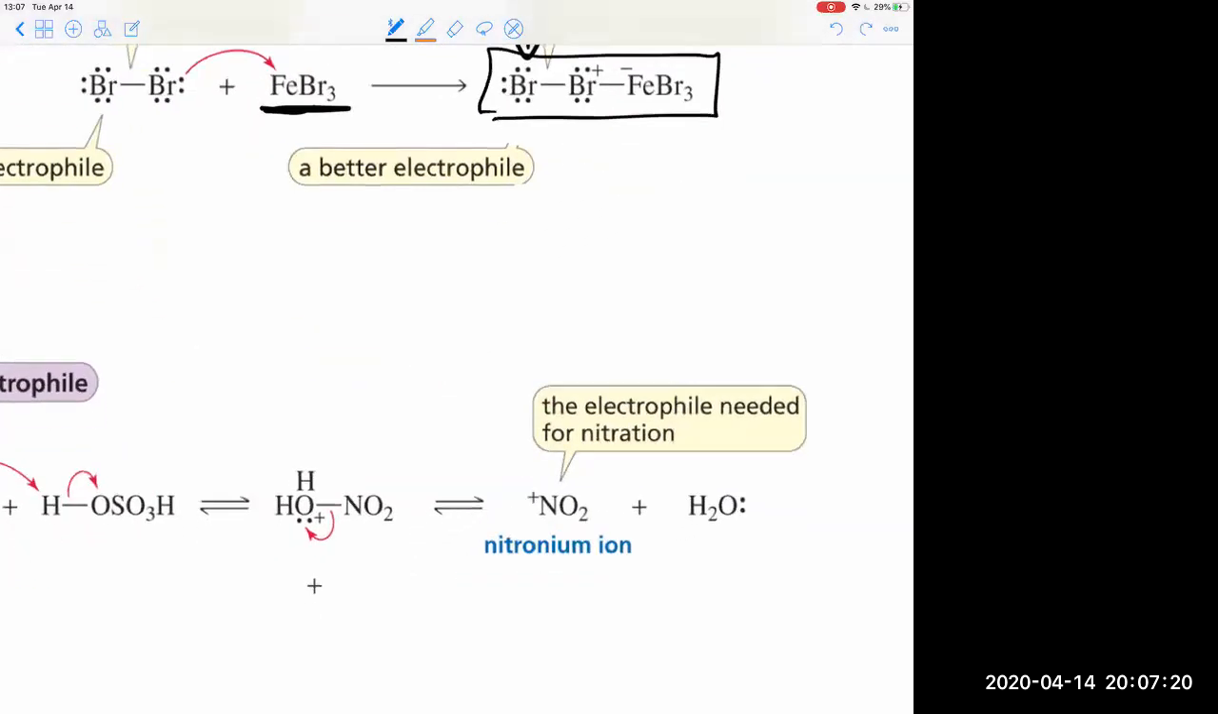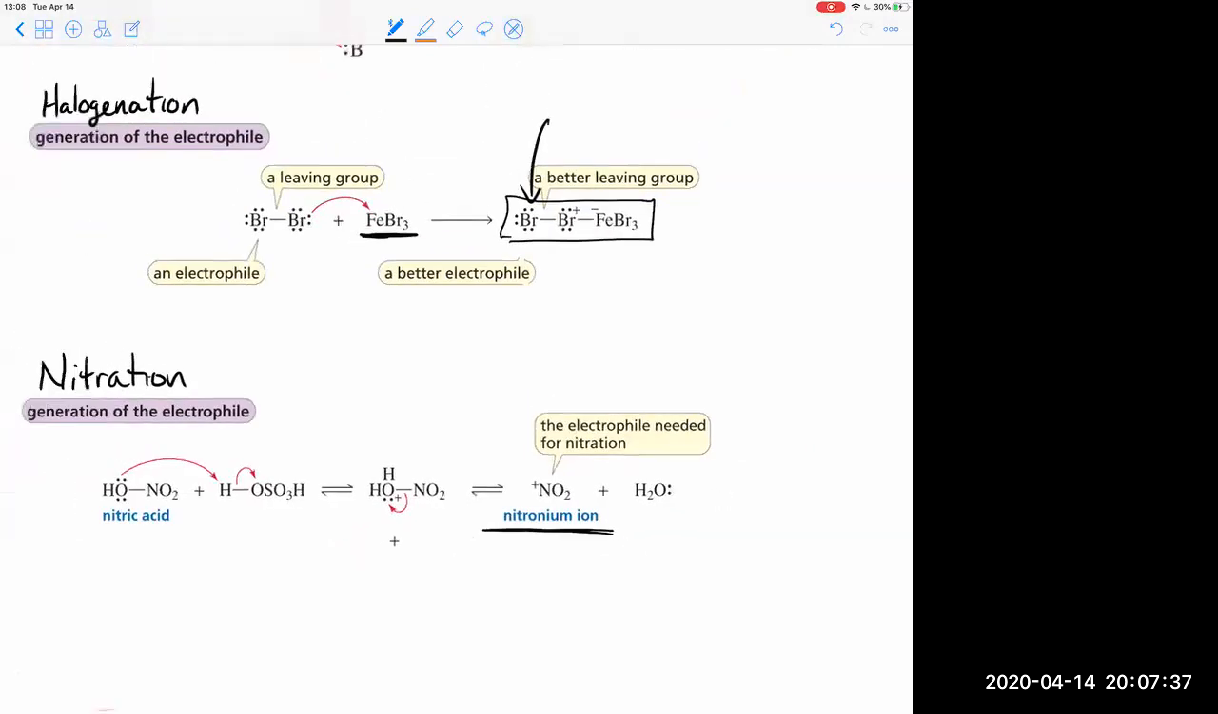So if we zoom in here, this is sort of the key step here. Now we have this good leaving group that can pop off, right? So water will leave as a leaving group and we'll be left with our nitronium ion, right? Now it's got that positive charge, so it's a really good electrophile. So that nitronium ion is what's actually going to react with the benzene ring.